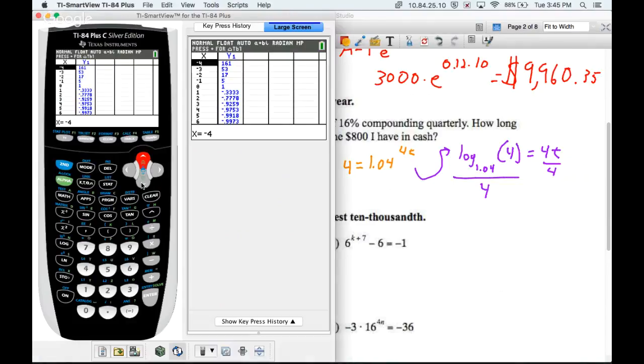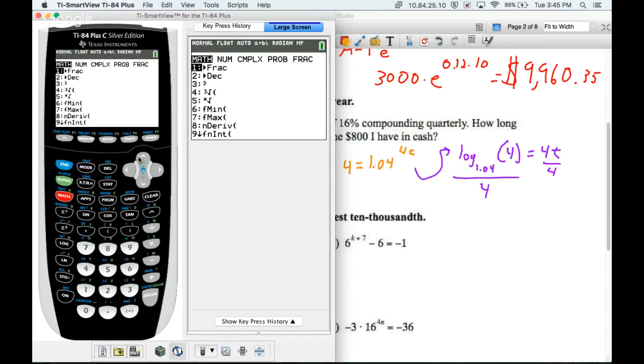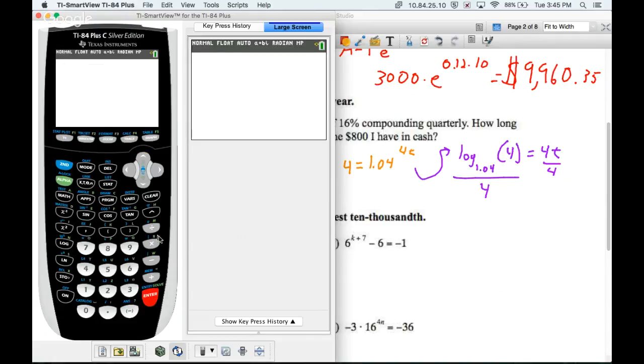So with the newer calculator, I can just plug this in directly, basically. I have to hit math, and then scroll up to this log base option, and I can edit the base directly to be 1.04. 4 here, and then let's divide that whole thing by 4. All right, 8.83.